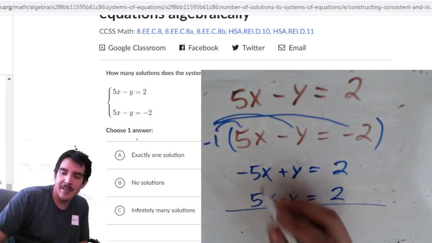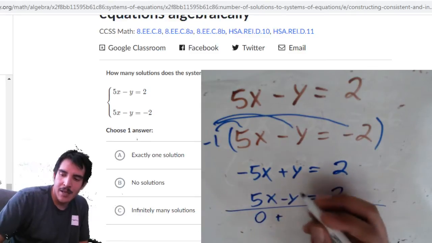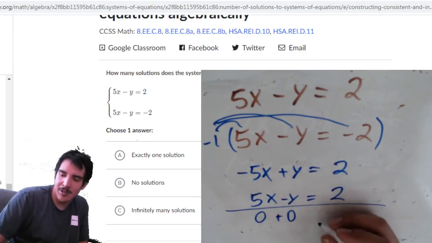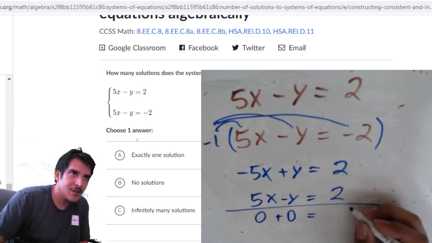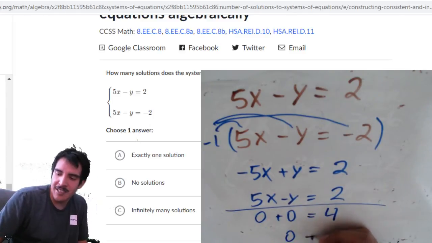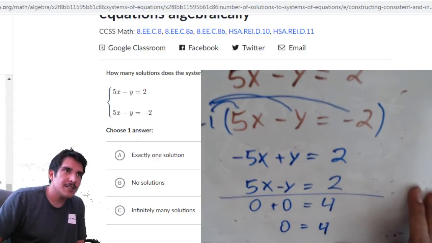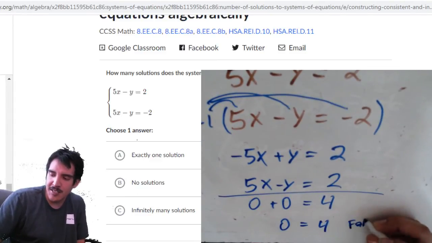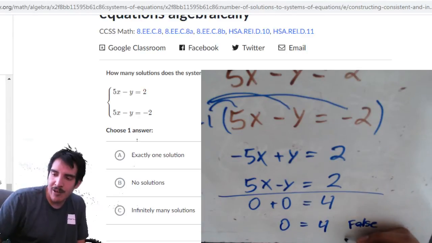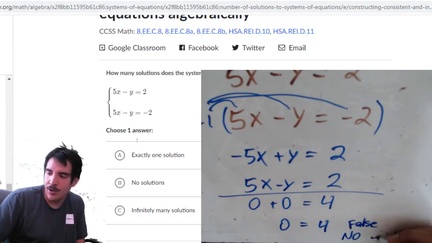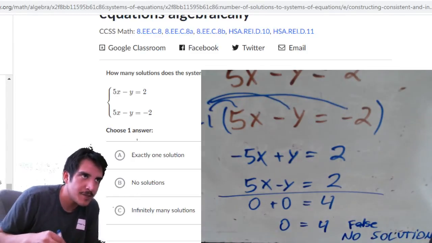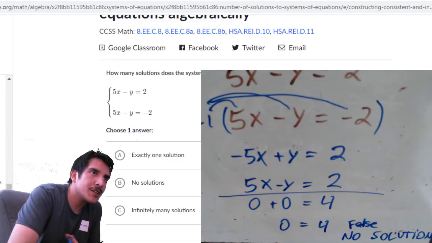So let's see what happens. Negative 5x plus 5x, that equals 0. y plus negative y, that equals 0. So both things canceled. And then 2 plus 2 equals 4. So we end up getting 0 equals 4. That is a false statement. So whenever you end up with a false statement, you're going to get no solution. False statement means no solution. If you want, you can take both these equations and put them into Desmos, and you will see that these two lines do not intersect. So you're going to pick no solutions.